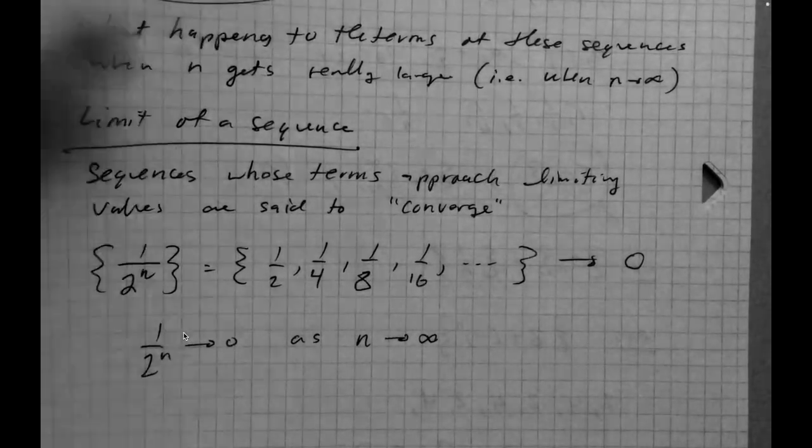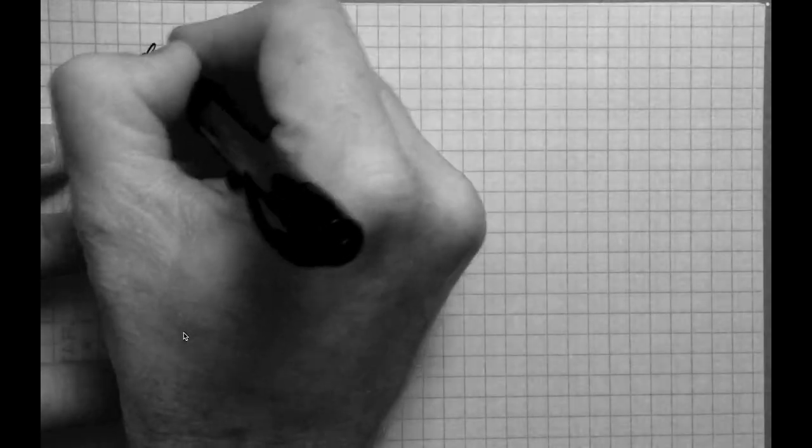Perfect. So that's a very intuitive, less rigorous definition. But let's define the limit of a sequence with a bit more rigor. Okay, so let's go ahead and define that.